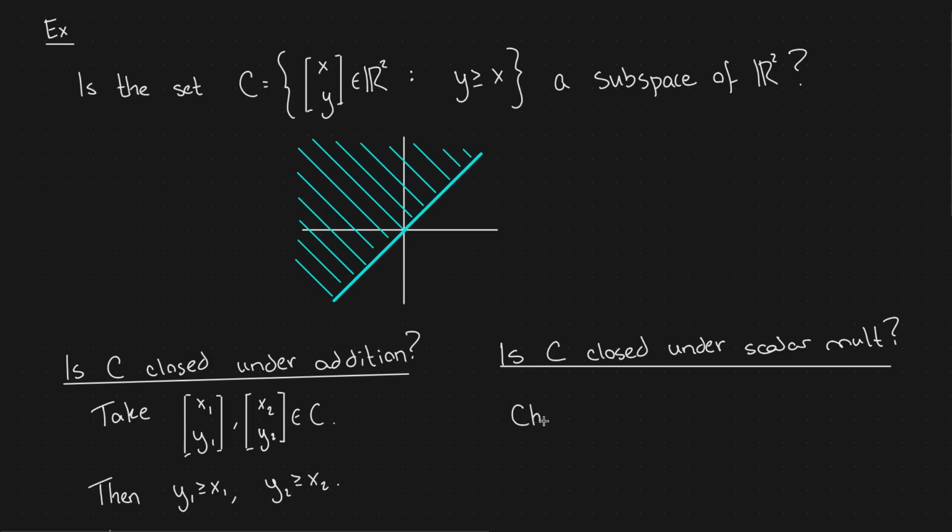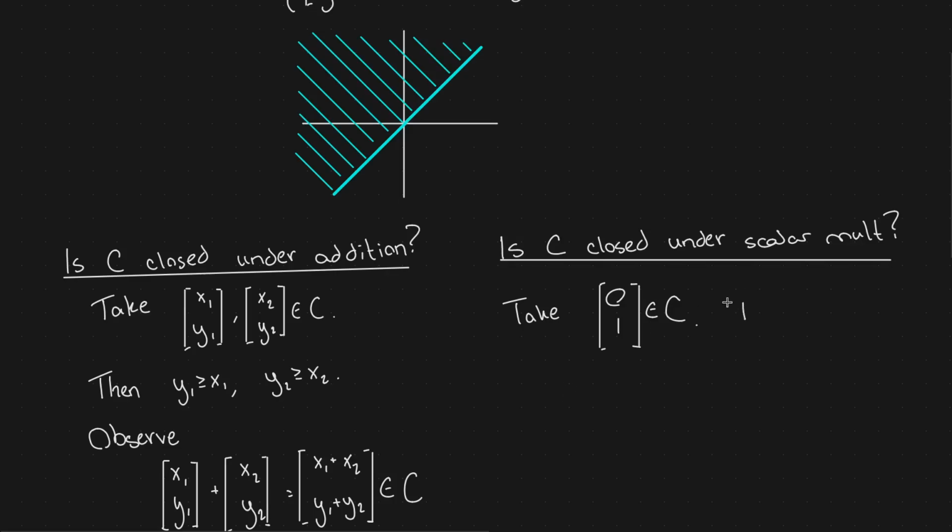Actually, I like the word take. Take. So I need something in this space. I could keep it real simple. So let's do 0, 1, right? Certainly this is in set C because the y value 1 is bigger than the x value 0. So it satisfies this condition. And I'm just going to take a negative scalar. I really could have taken any negative scalar, I think. But I'm going to take negative 2.